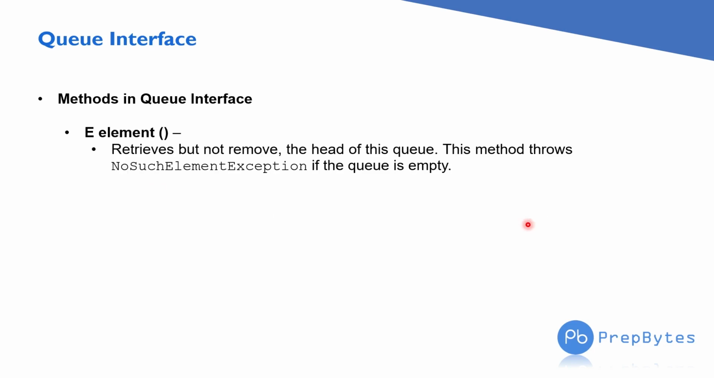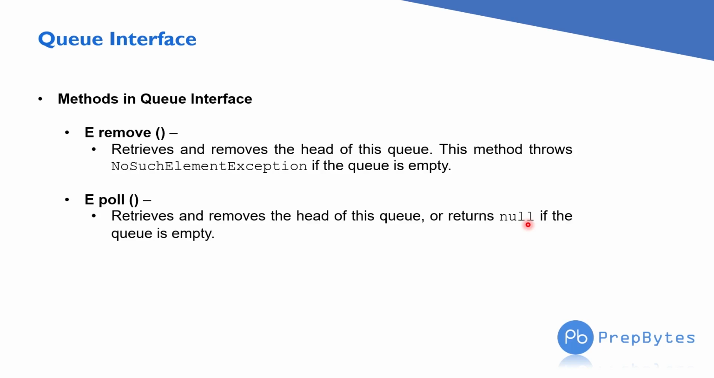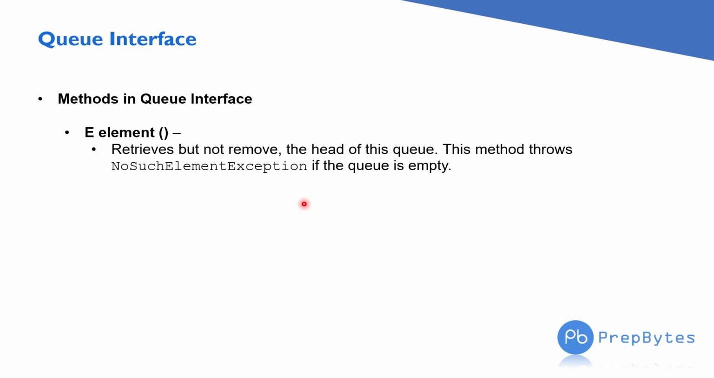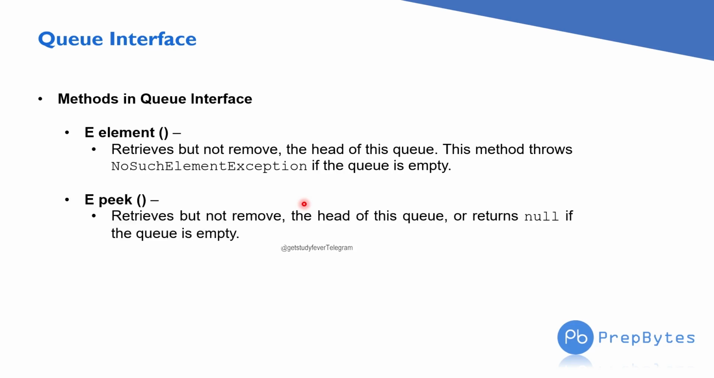Next we have element, which retrieves an element but does not remove it. Both remove and poll retrieve and remove the head of this queue, correct? But element retrieves but does not remove the head of the queue. Peek also does the same thing. The only difference between element and peek is that element throws a no such element exception but peek returns null. So these were the methods in the queue interface. These methods are implemented by priority queue. We will see them all in action in a coding example using priority queue.